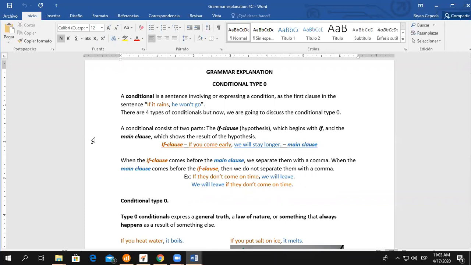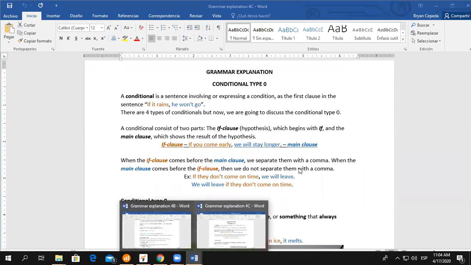A conditional is a sentence involving or expressing a condition, as in the first clause of the sentence, if it rains, he won't go, okay? So what is the condition here? That is the condition. If it rains, he won't go. Okay, so this is the condition, and this is what may happen if this condition is given. If this situation happens, it's real. So that is a conditional. It's a sentence involving or expressing a condition. Okay, remember that.